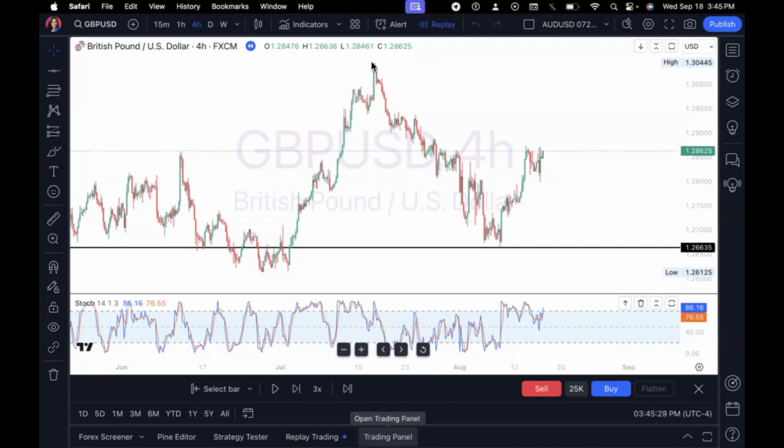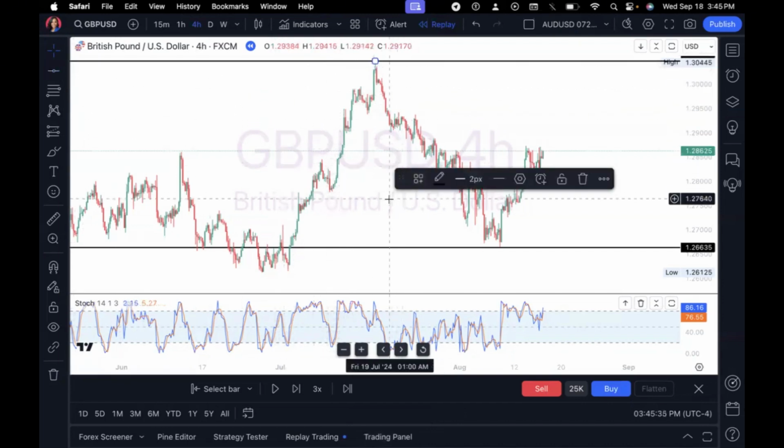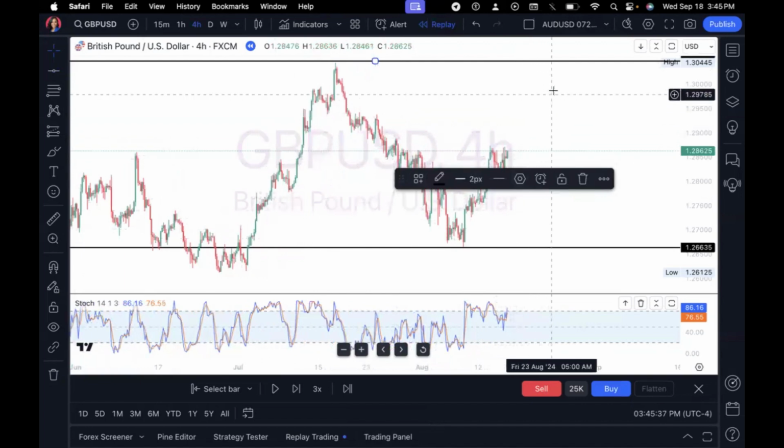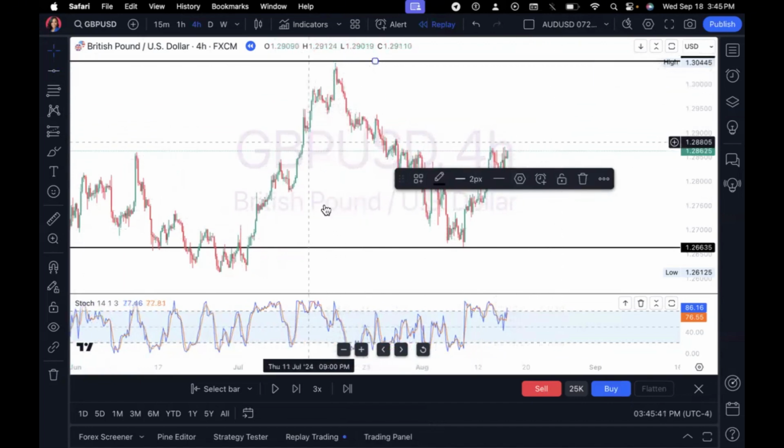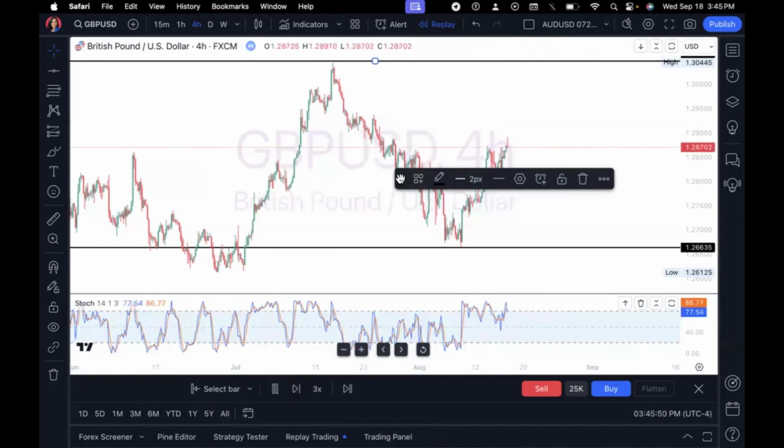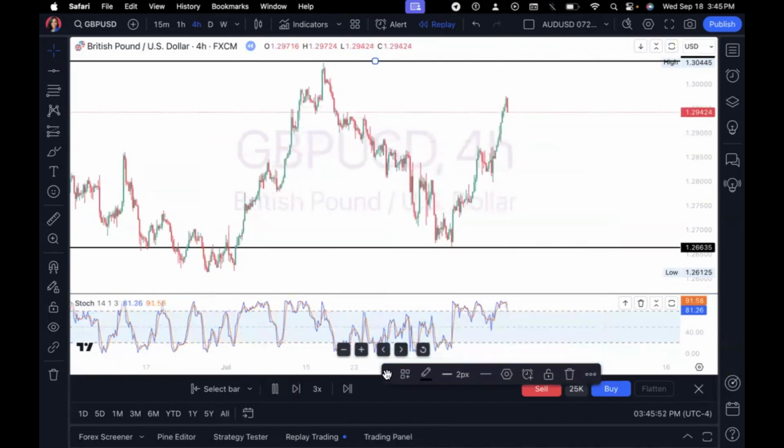Now, since we can see that this is our previous high, if we were to enter this trade for a buy, based on the fact that we can see that this is a buying market, we would want to target our swing high as our take profit. And you can use your swing low as your stop loss.